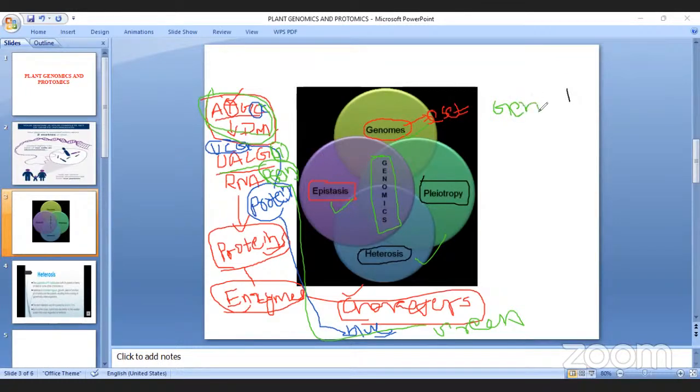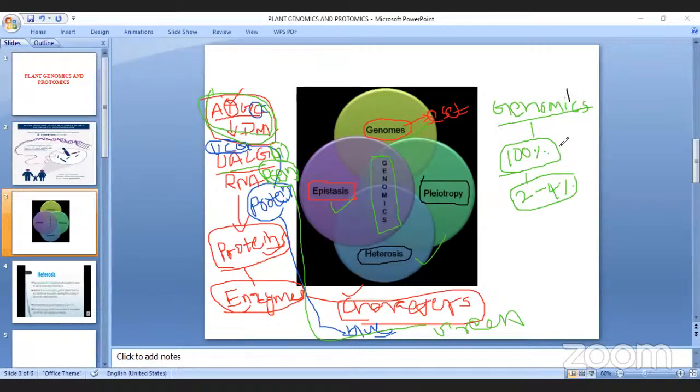In genomics, we study only active genes. For example, 100% of the genes are present in a human being, but out of the 100, only 2 to 3, 4% are active genes.